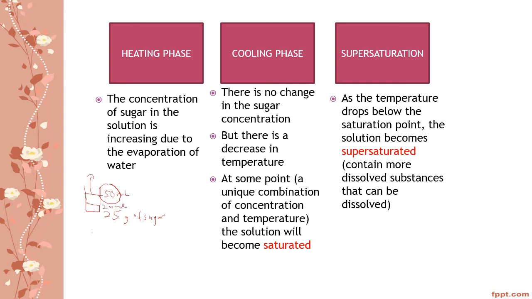Okay, but the solution is still colorless, because the sugar is still inside there. And then after you heat, you cool the beaker. For example, you cool the beaker, so no change in the sugar concentration, but there is a decrease in the temperature. Let's say this one just now is 100 degree. When you cool it down, it becomes around 40 degree. And at some point, a unique combination of concentration and temperature, the solution will become saturated. Okay, the solution will become saturated.